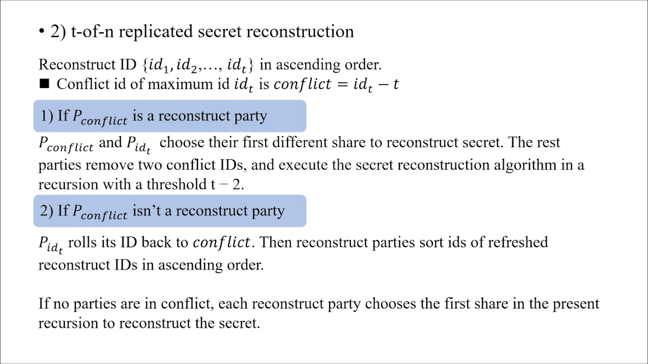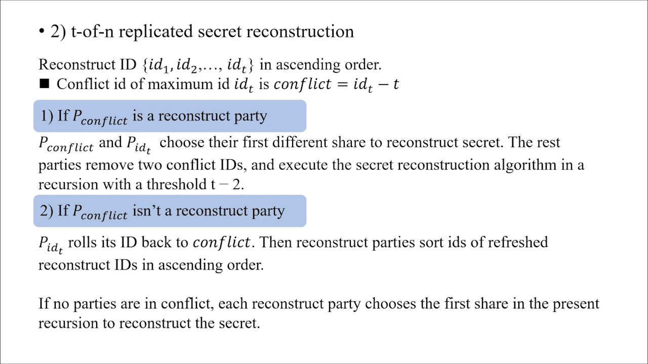In T-of-n replicated secret reconstruction, firstly, the T reconstruct parties exchange IDs and then obtain the reconstruct ID list ID1, ID2, up to IDT, where the IDs are sorted in ascending order. Then each party should select a correct share from its multiple shares. Finally, all shares selected by the T parties will reconstruct the secret. The selection starts from the maximum ID, IDT.